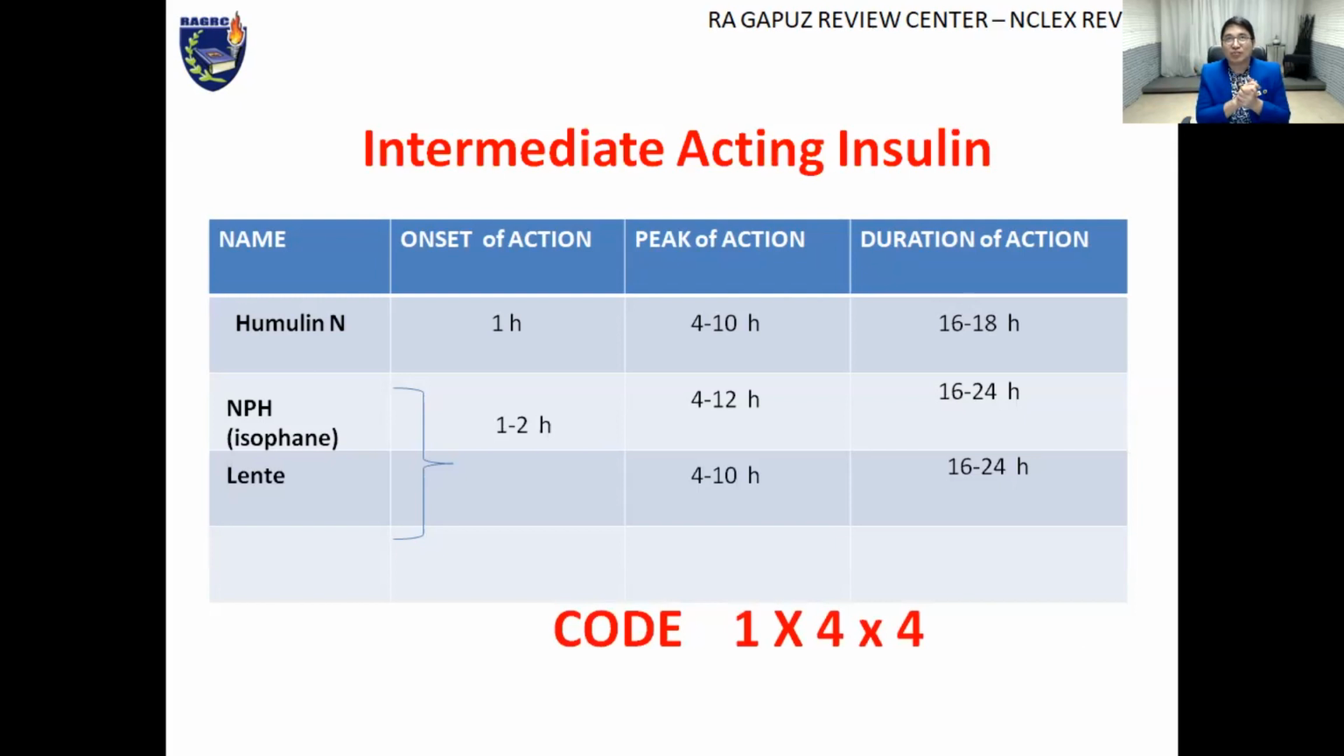So the onset of action is 1 hour, the peak of action is at least 4 hours, and the duration of action would be 4 times the peak of action. So 4 times 4 is going to be at least 16 hours. So the code for intermediate acting insulin would be 1 times 4 times 4. Once again, our code for rapid acting insulin would be 1563. Our code for short acting insulin would be 30-8. And our code for intermediate acting insulin would be 1 times 4 times 4. Okay, so let's move on.